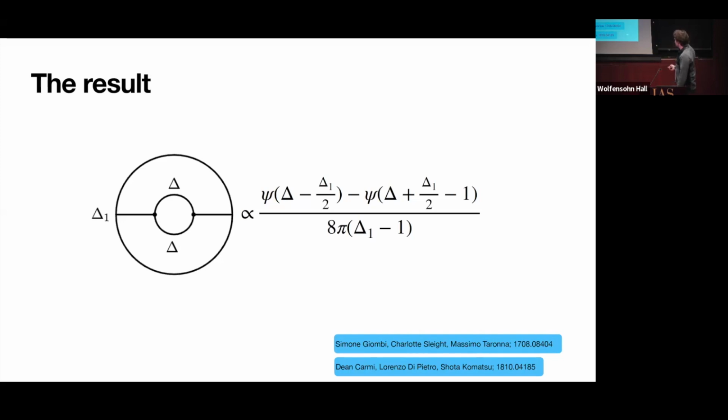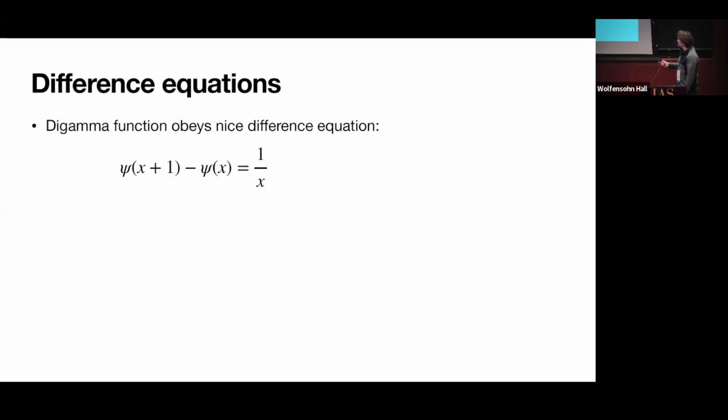This was derived in two papers from almost 10 years ago now. And this looks like not a great thing. Digamma functions are not particularly nice. They're not logs, which is what we have in flat space. However, digamma functions do obey a nice difference equation: digamma(x+1) minus digamma(x) equals 1/x. This formula should look familiar. It's the discrete analog of log x.